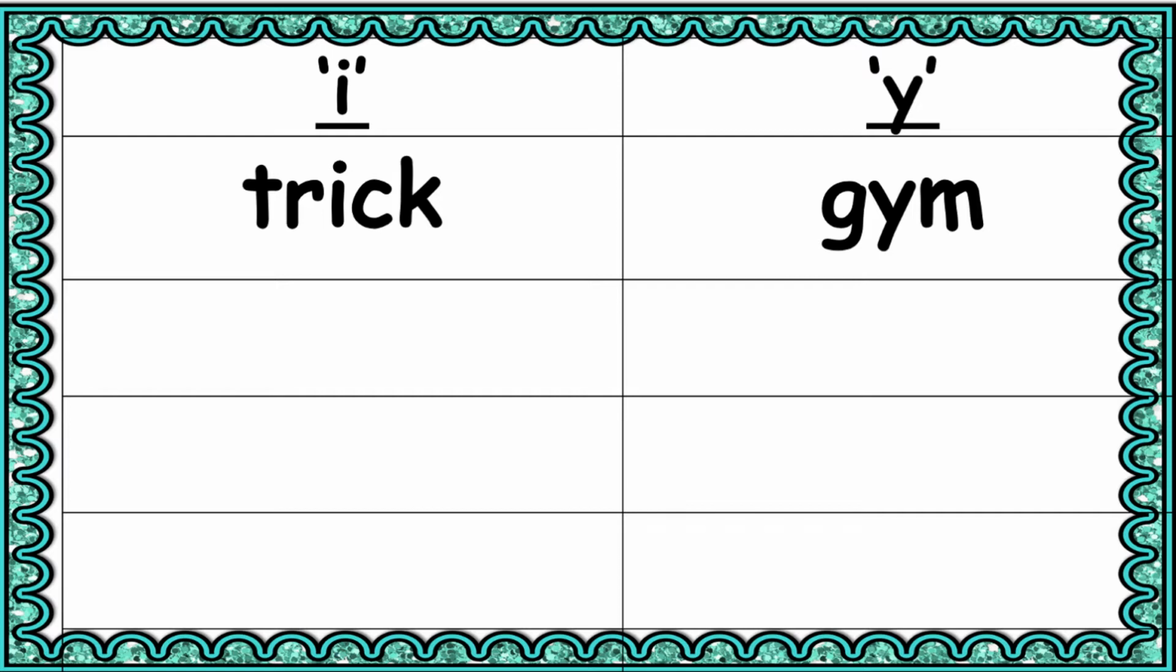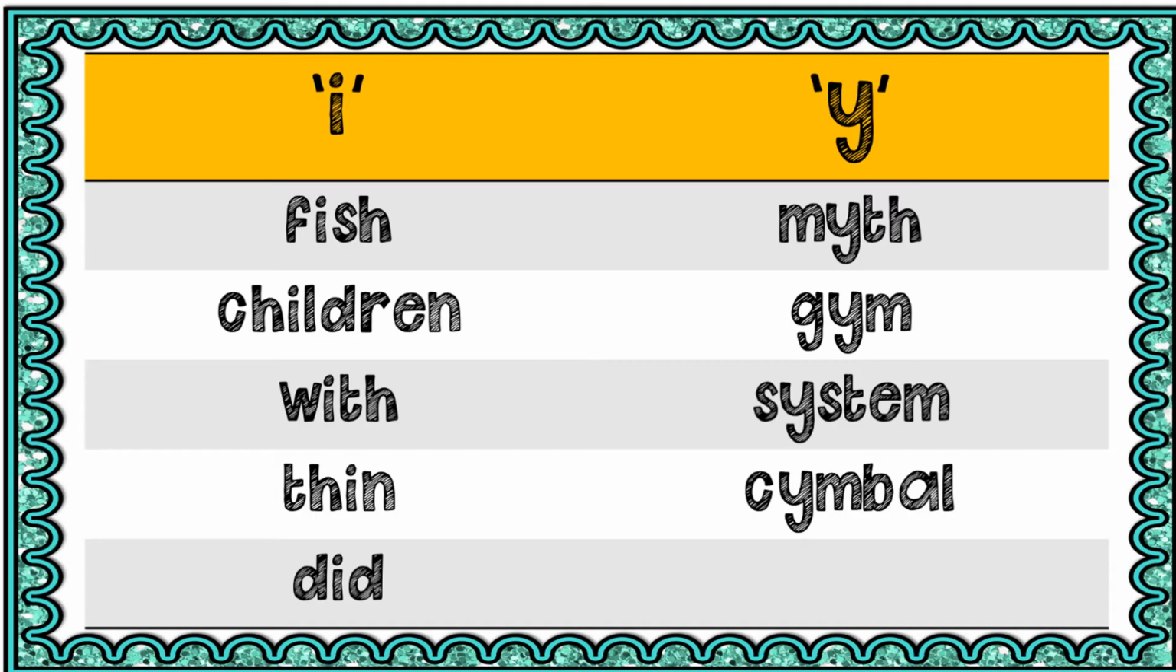The first column is your typical I that comes in the middle of the word. This is your short I sound. It says I. The word is trick. Now you've got the Y in the middle of the word. It's going to say the same sound as that short I. Gym, I. Now look at some of your examples here and let's read them.